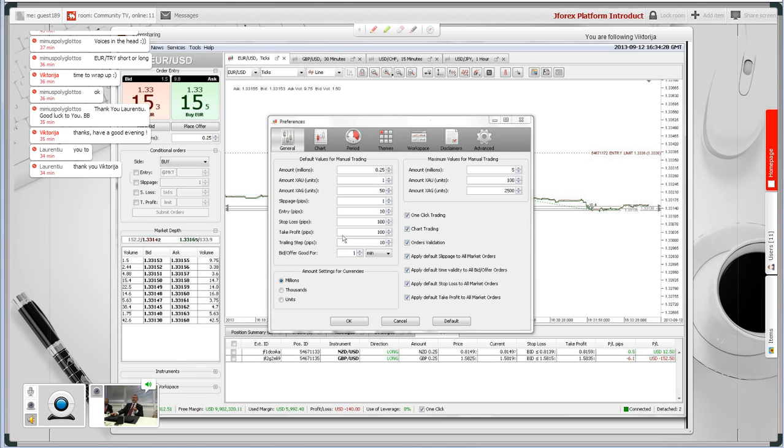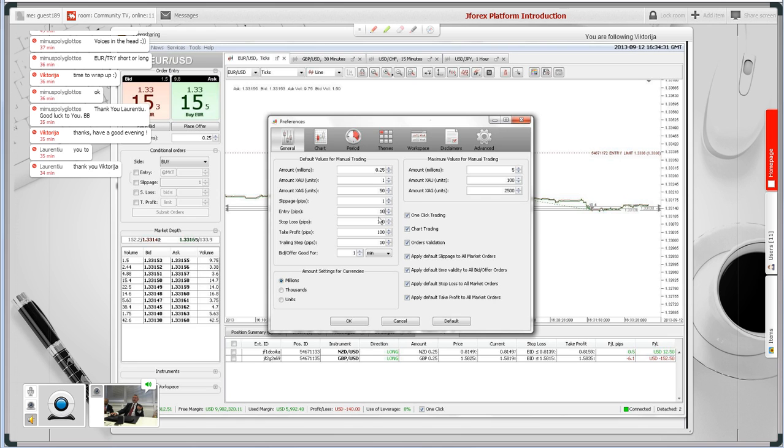As I said, the entry pips, this is what I've decided for my trading. I can change it. Stop loss, take profit, also I change it the way I want. And the trading step, the minimum is 10 pips, and then I can change it the way I want. You can say, for instance, I want 50 pips stop loss, and I want 50 pips trading step. So when it moves 50 pips, I know my stop loss will be at my entry price, more or less. It's a way of trading. If you like it, do it.